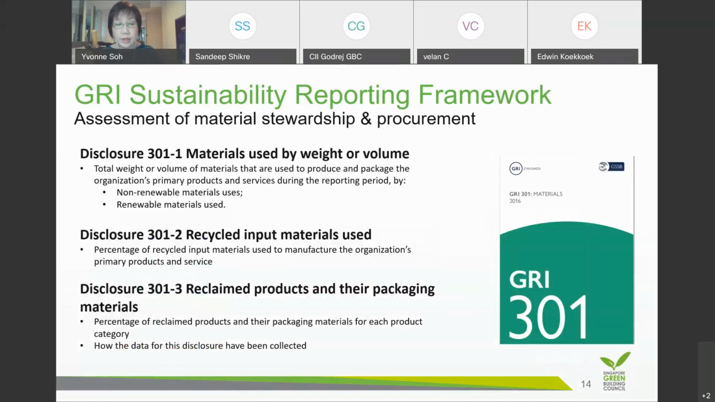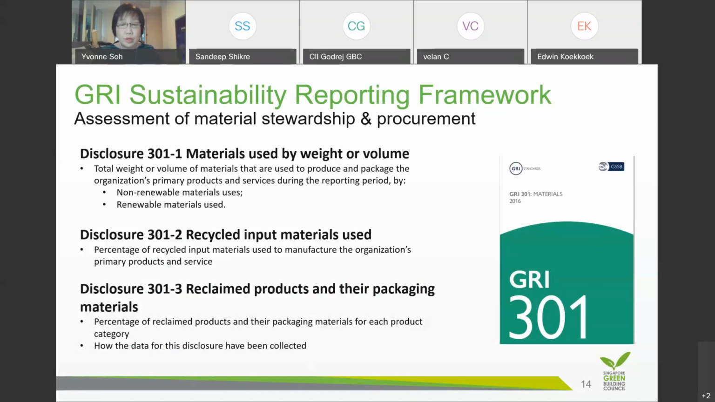The GRI is quite a popular framework that is used by many companies in Singapore. And in its framework, there's a section on materials where disclosures are required for materials that are used by an organization. This includes the percentage of recycled or reclaimed content of materials used, as well as how packaging materials are treated.